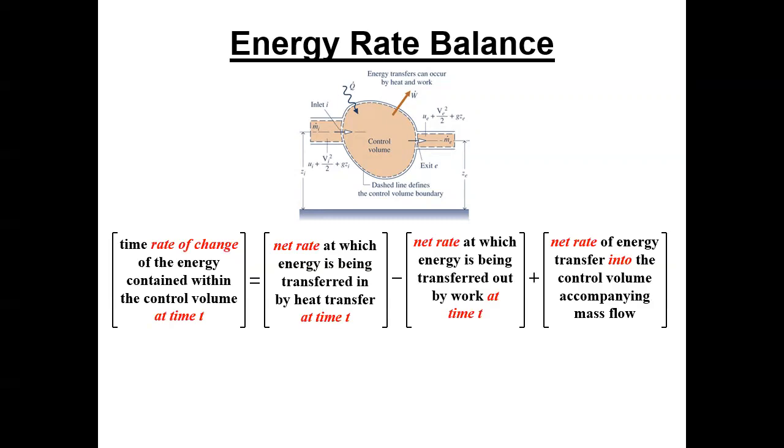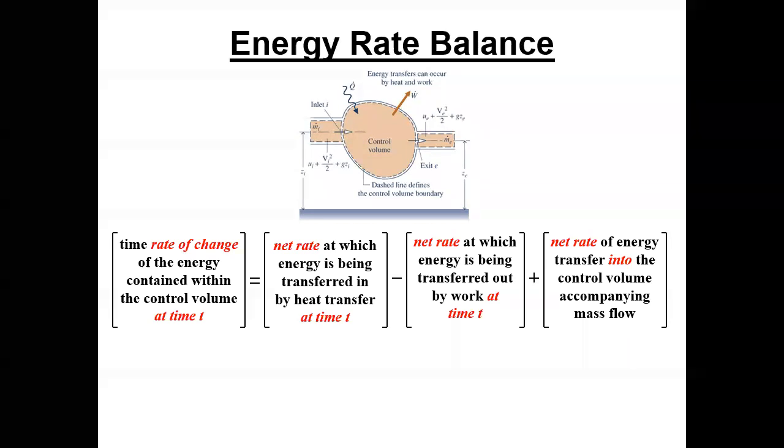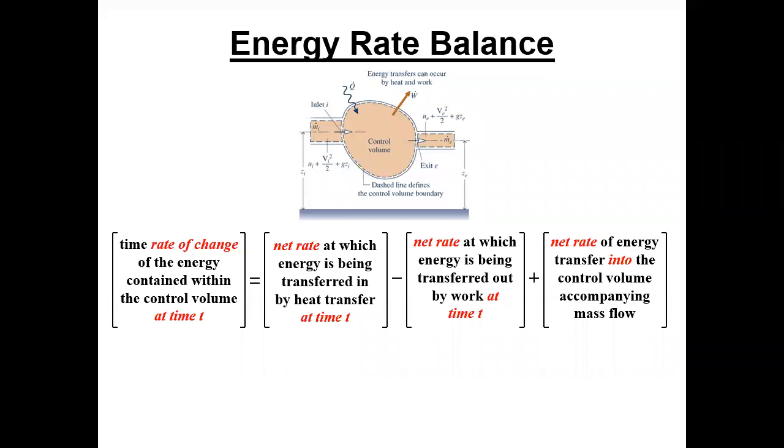Okay, so for this energy rate balance, we're just going to balance up all of that stuff. It's all energy in different forms. On the left-hand side, we put the time rate of change of energy contained within the control volume. And all of this is at one particular point in time. You pick T, take a picture of it, and you evaluate it. That's what this rate balance equation is going to do for us.